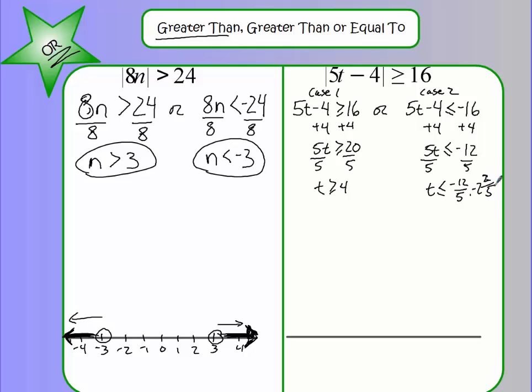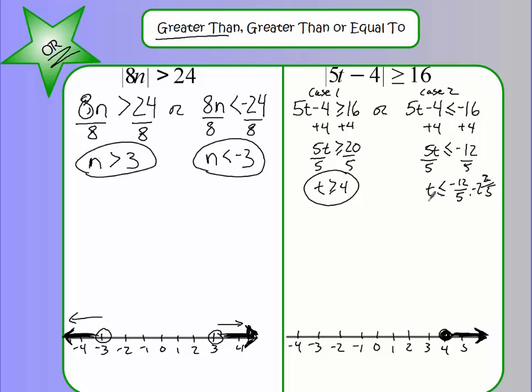Okay, so let's see where these are on our number line. So I need 4. 4 is going to be over here somewhere. 3, 2, 1, 0, negative 1, negative 2, negative 3. So negative 2 and 2 fifths is going to be somewhere in the middle of those. t is greater than or equal to 4. Let's graph that. So it's going to be a closed dot at 4. I want values greater than 4, so 5 would be one of those. So I'm going to shade towards 5.